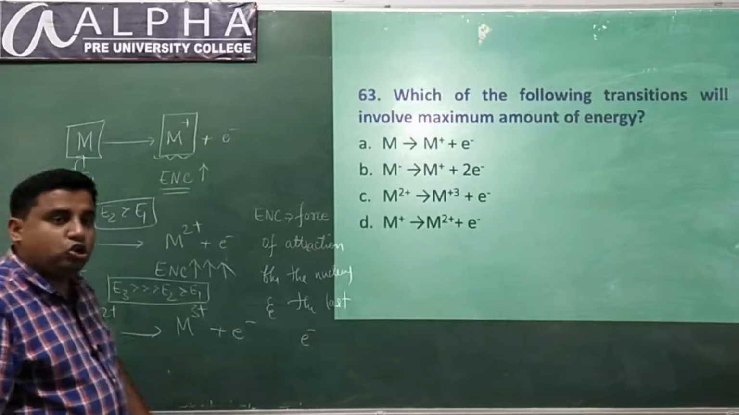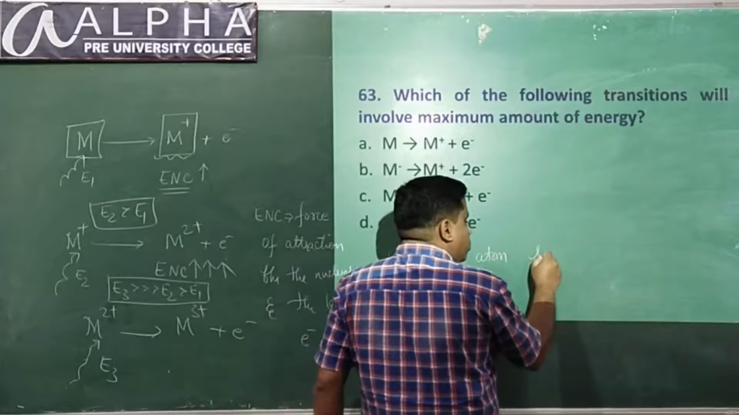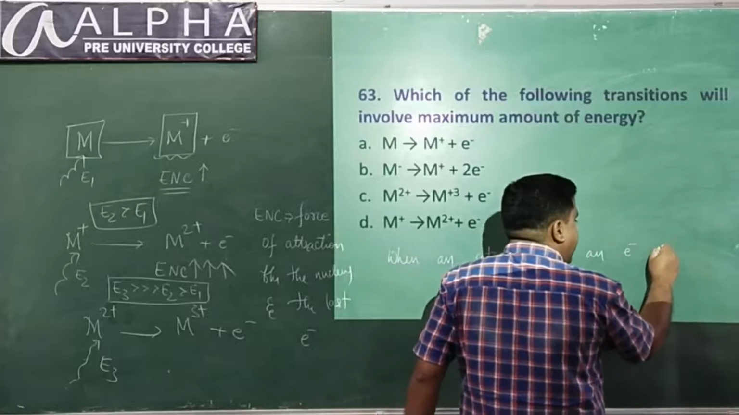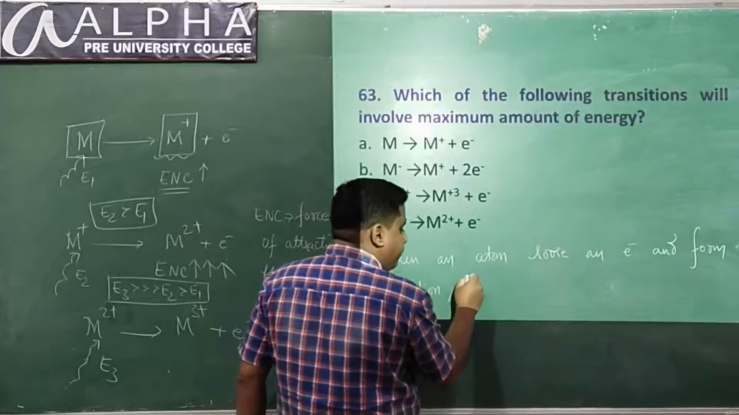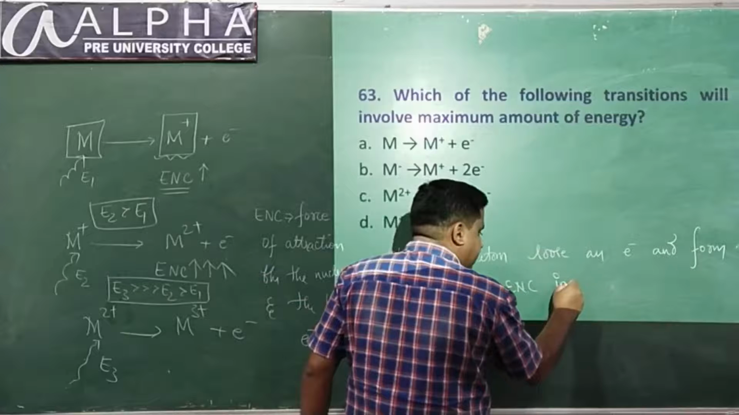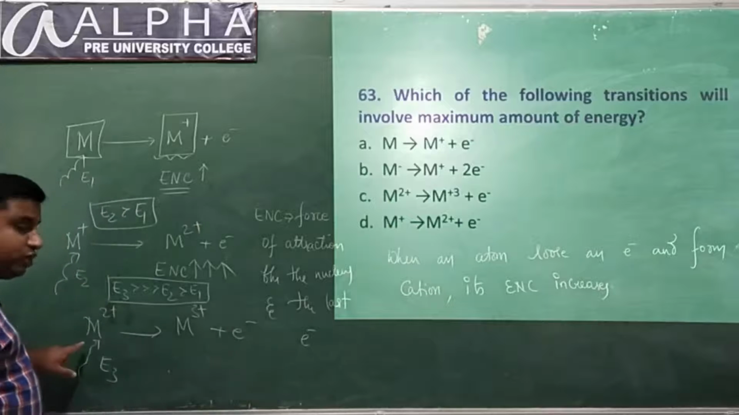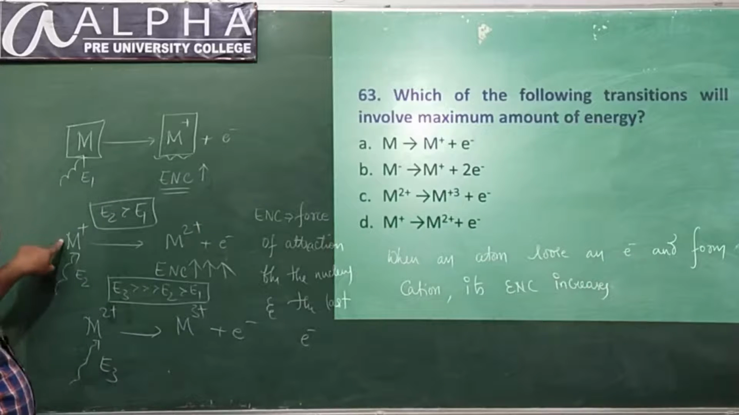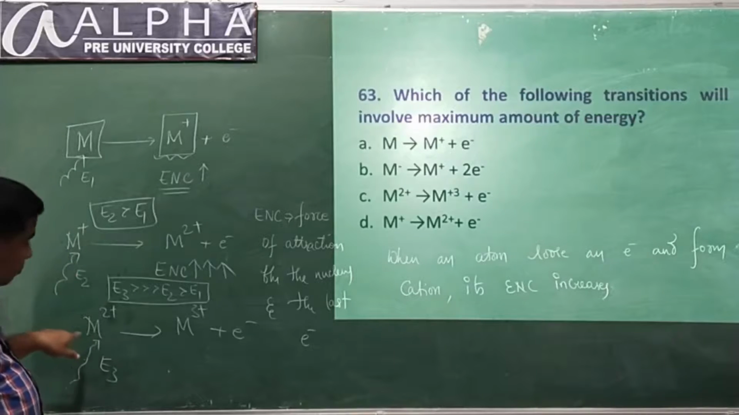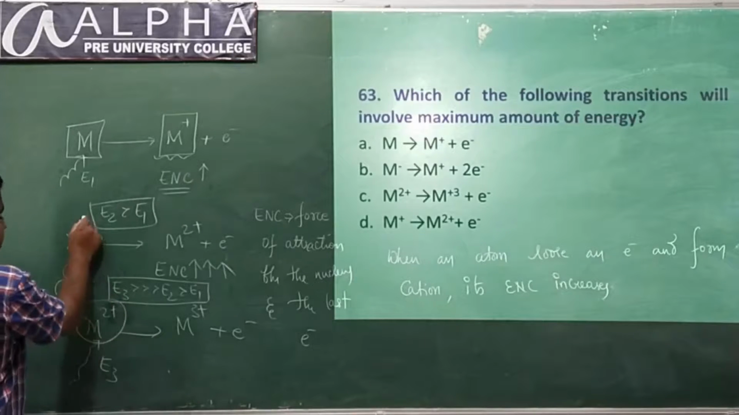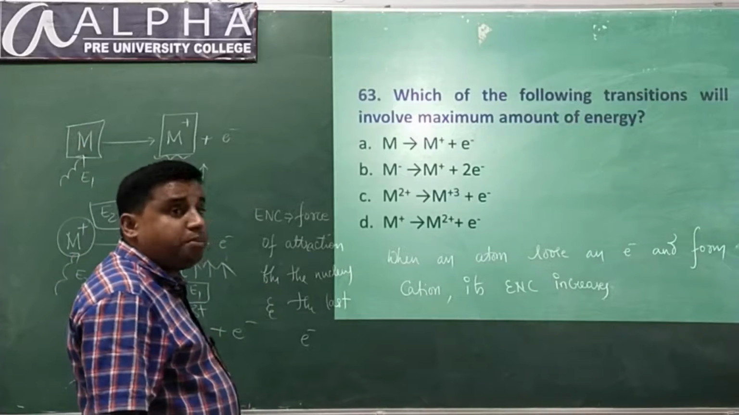My conclusion is, when an atom loses an electron and forms a cation, its effective nuclear charge increases. Please note this point. The effective nuclear charge of M2 plus is more than that of M plus, which is more than that of M. That means it will be very difficult to remove an electron from M2 plus rather than M plus, rather than M. So coming on to the question, which of the following transitions will involve maximum amount of energy?